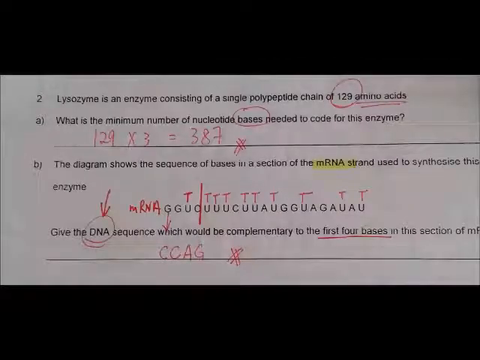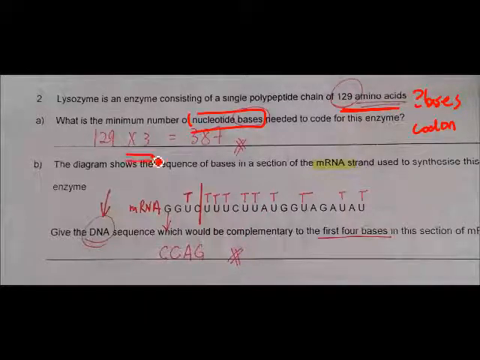For the second question, the question says, lysozyme is an enzyme consisting of a single polypeptide chain of 129 amino acids. The question is what is the minimum number of nucleotide bases? I need you all to understand that every amino acid is coded by 3 bases, which we call a codon. So if you have 129 amino acids, how many nucleotide bases are you talking about? You have to times 3.